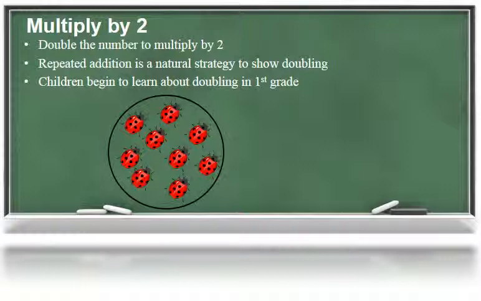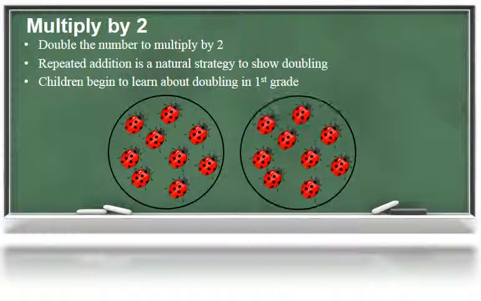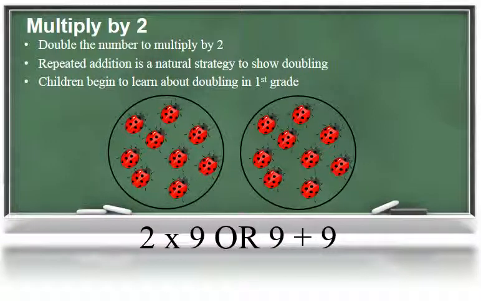To multiply by 2, you can double the number. You can use repeated addition as a natural strategy to showing doubling. Children begin to learn about doubling in 1st grade. Looking at this slide, there is one group of 9 ladybugs. To double them, or multiply by the factor of 2, I would create another identical group of ladybugs, also 9. So doubling helped me determine the fact for 2 groups of 9, also known as 9 plus 9.